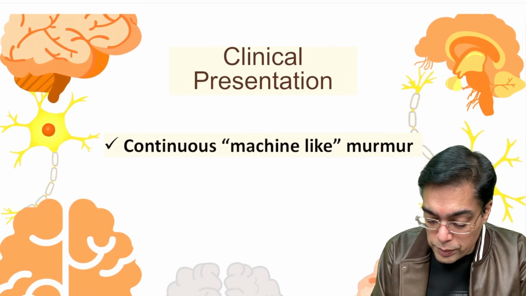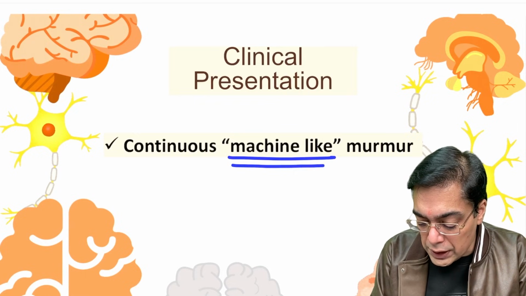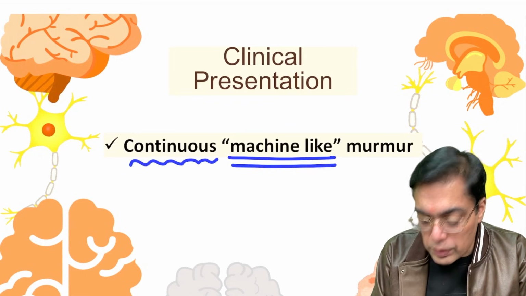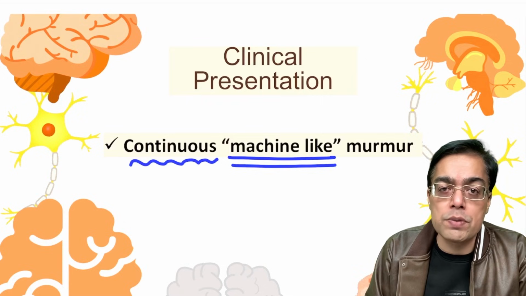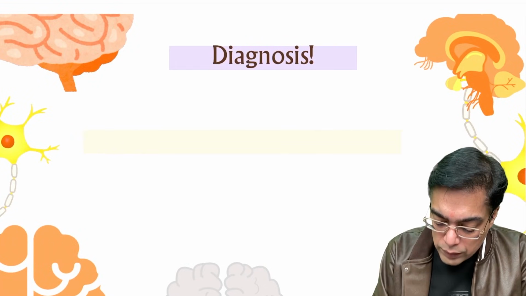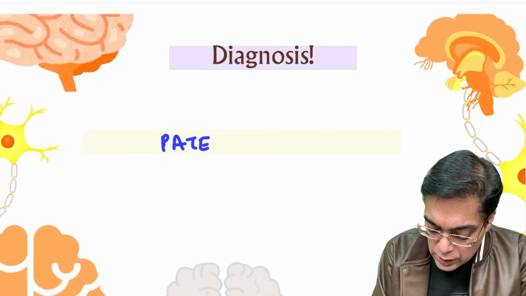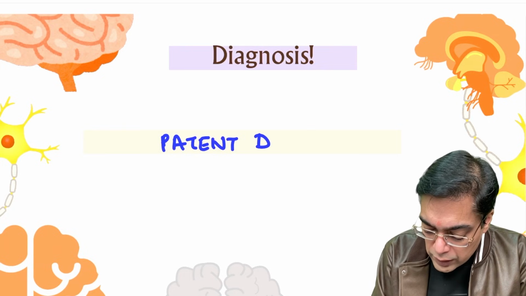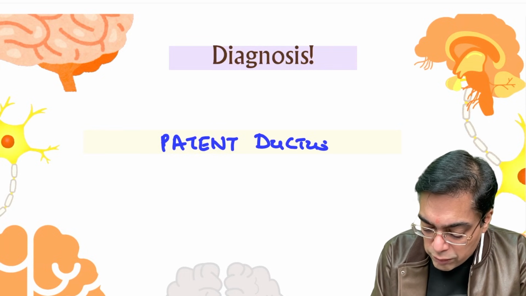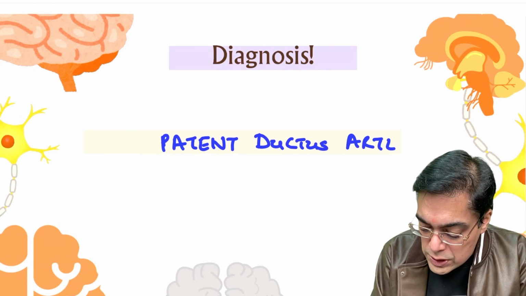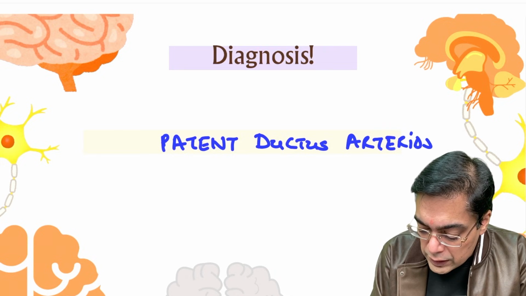Talking about the next one, the question is going to mention a child who has, and that's a keyword, a continuous machine-like murmur. Of course, if I'm thinking of a continuous machine-like murmur, what you are going to be thinking of over here is an example of a condition. This is going to be given the name of, yes, you are very right, friends. This is going to be given the name of patent ductus arteriosus.